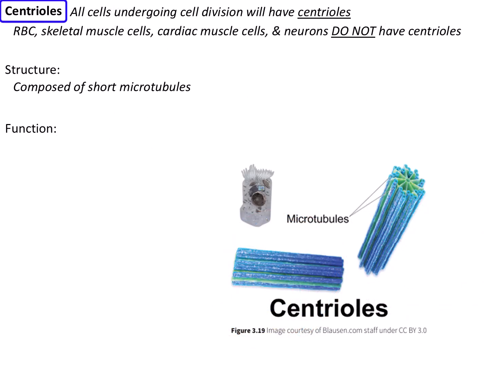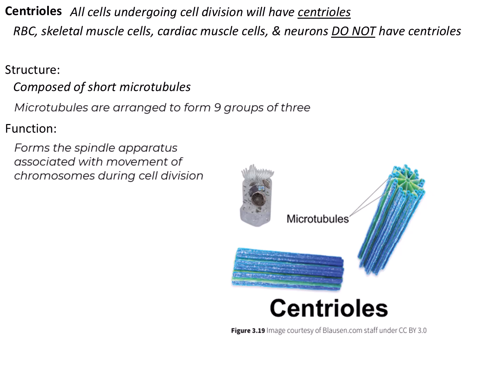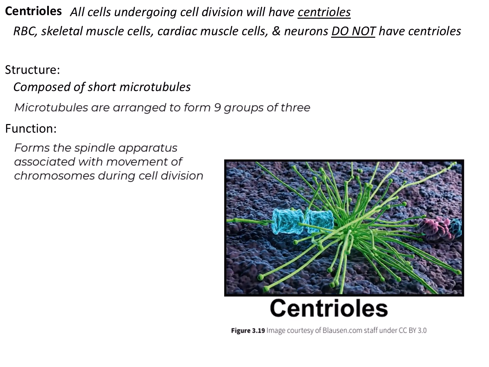Another type of non-membranous organelle is the centriole. All cells undergoing cell division will have centrioles. We first talked about these earlier in this chapter. There are some cells that do not contain centrioles and are unable to divide. These cells include red blood cells, skeletal and cardiac muscle cells, and neurons. The structure of a centriole is composed of short microtubules. The microtubules form 9 groups, each with 3 tubules. They form the spindle apparatus that is associated with the movement of chromosomes.